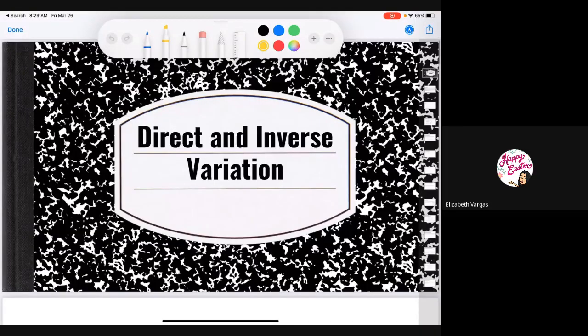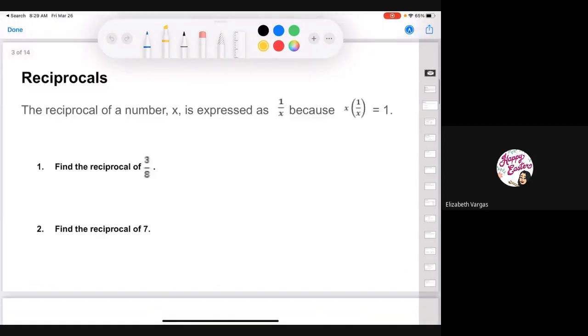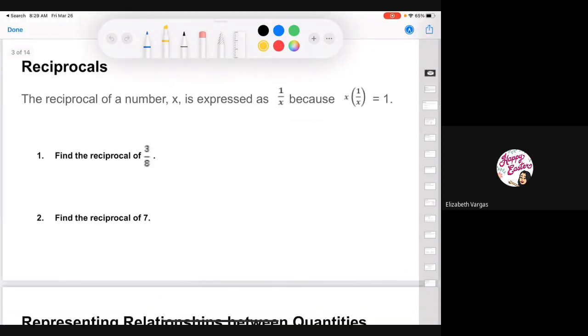Okay. So the different terms we're going to look at today: direct variation, reciprocal, constant of variation, inverse variation. Some of these may look familiar, some of them may not, but I assure you that a lot of what we're going over today, you're probably going to say, oh yeah, I totally remember that. So before we do this, just a brief review of what a reciprocal is.